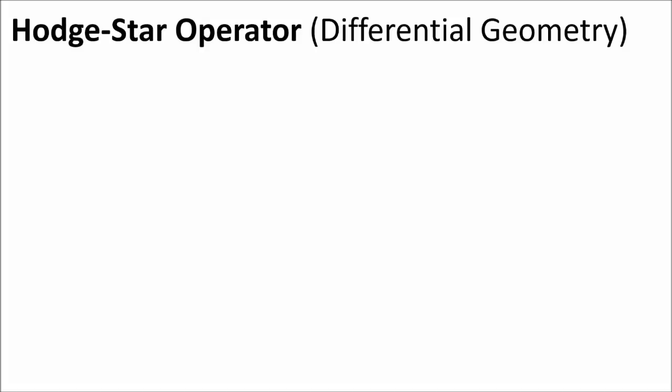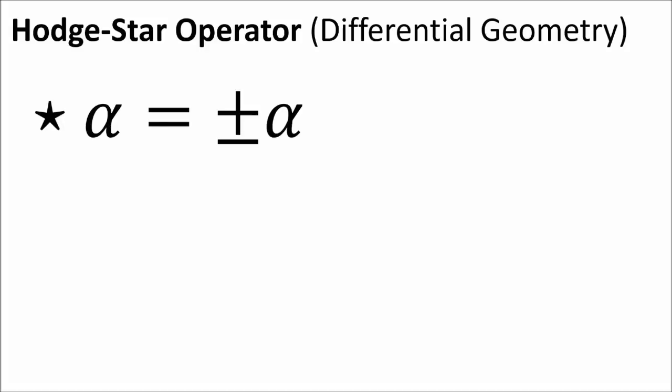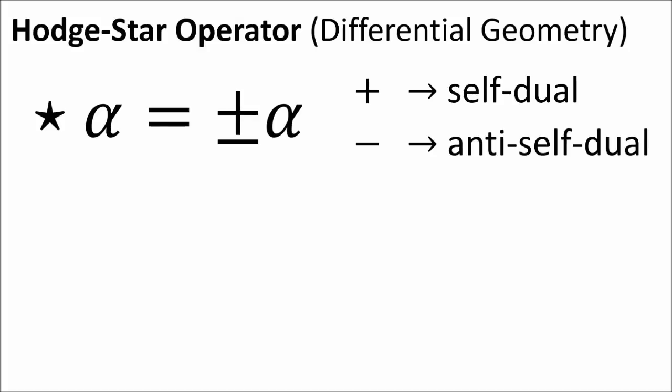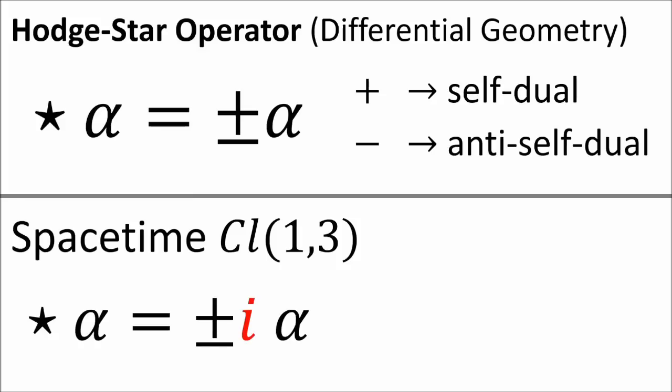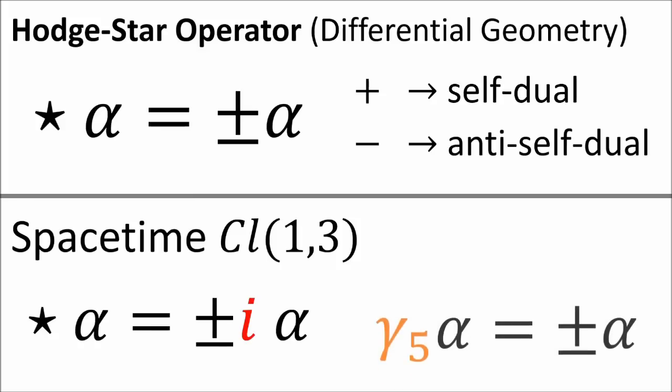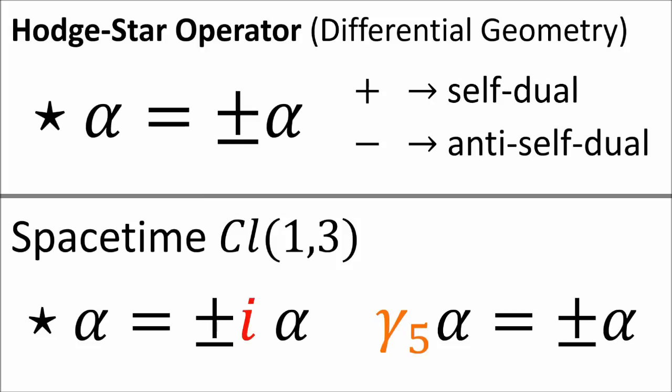And as another aside, the concept of self-dual and anti-self-dual bivectors is usually defined using the Hodge star operator in differential geometry. However, in space-time, the Hodge star gives imaginary eigenvalues, whereas gamma 5 gives real eigenvalues. So I used gamma 5 in this video to get real eigenvalues.